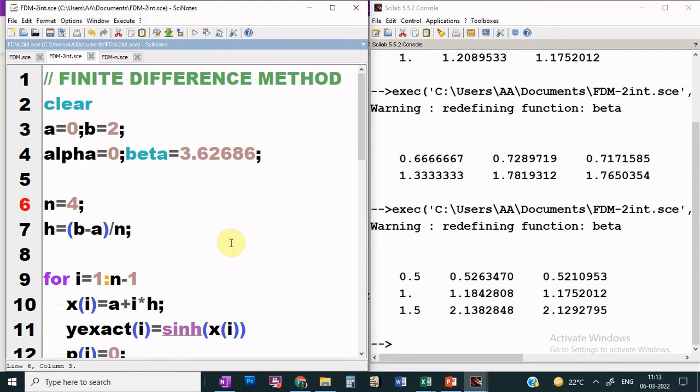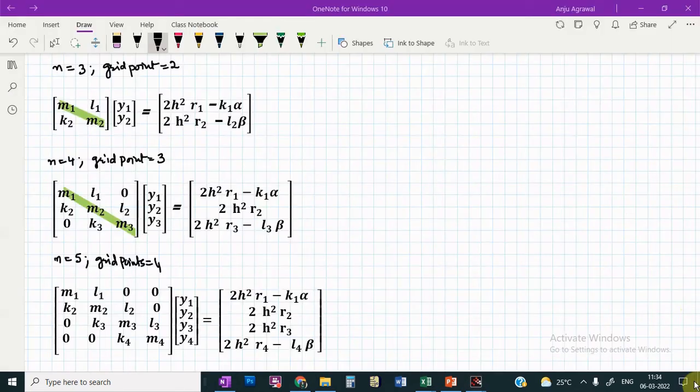Now after this, we'll try to generalize it further so that it works not only for 2, 3 or 4 intervals, but for any number of intervals. So we will generalize this program further. In order to write down the general program for any number of intervals, let us see how it can be done. We have to generate the matrix A and B for the general case.